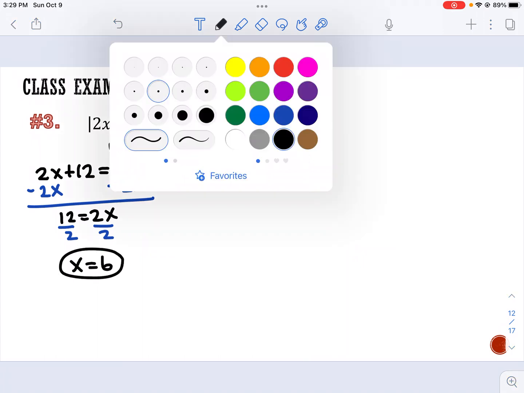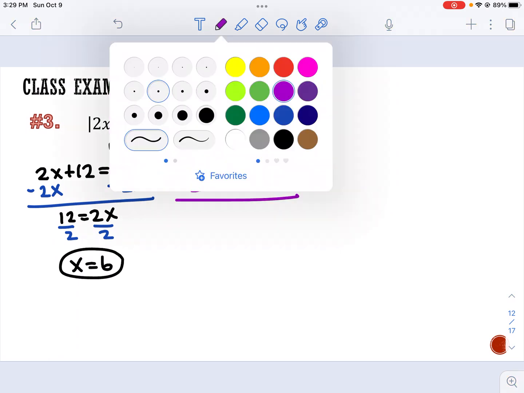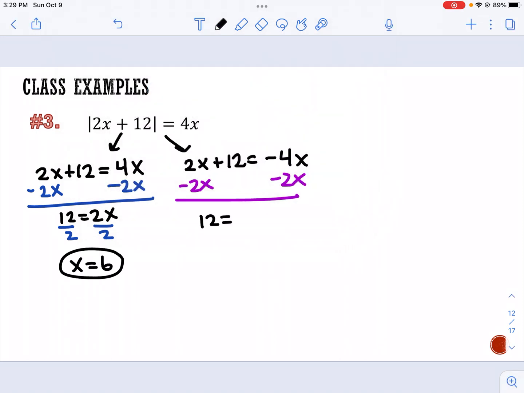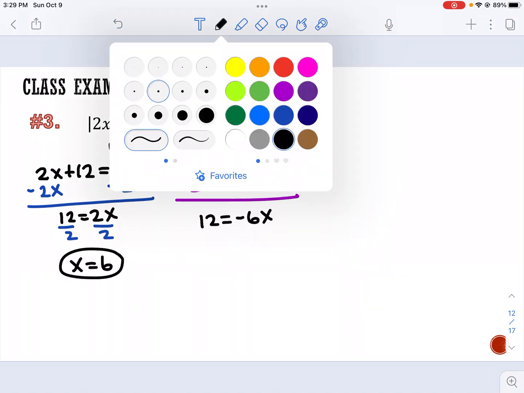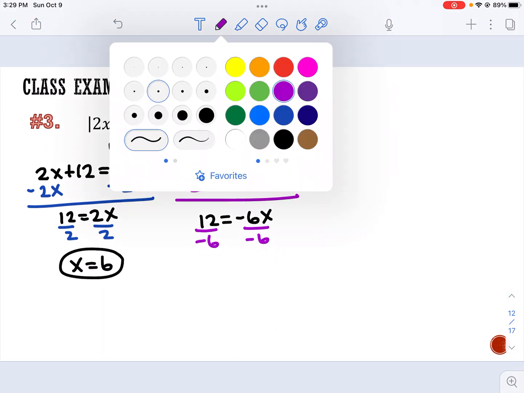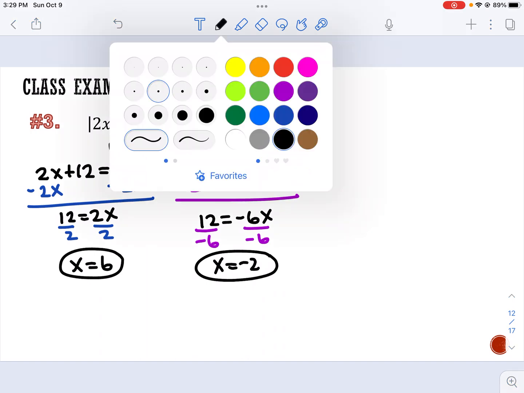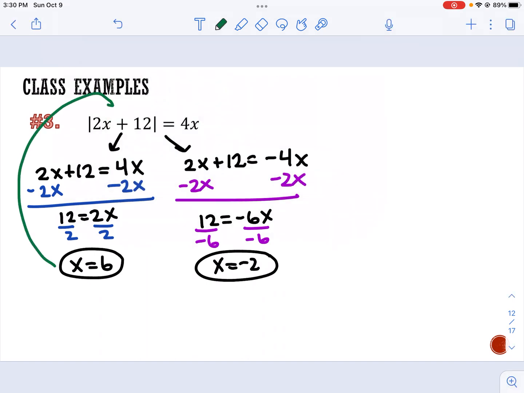On the right-hand side, I'm going to do the same thing, solving. I'm going to move all my variables to one side. I'm left with 12 is equal to negative 6x. I divide both sides by my coefficient of negative 6, and I'm left with the answer of x equals negative 2. Now remember, we always have to check, right? We have two solutions here, but we're asking ourselves, if I plug 6 back into my original equation, will it hold true? And if I plug x equals negative 2 back into my original equation, will it hold true?